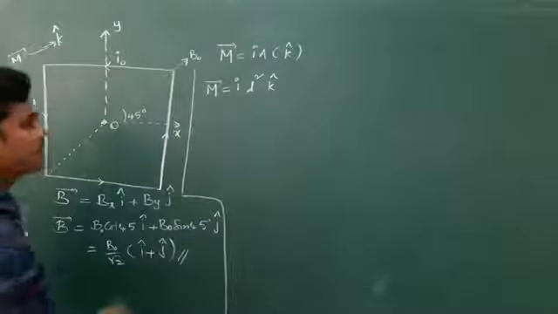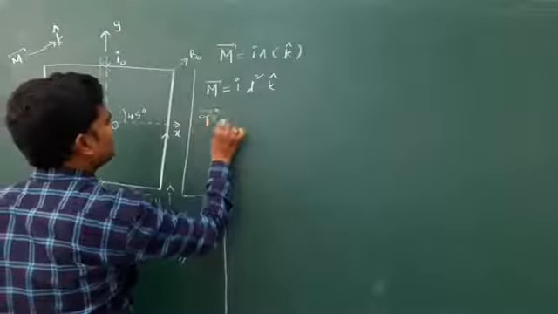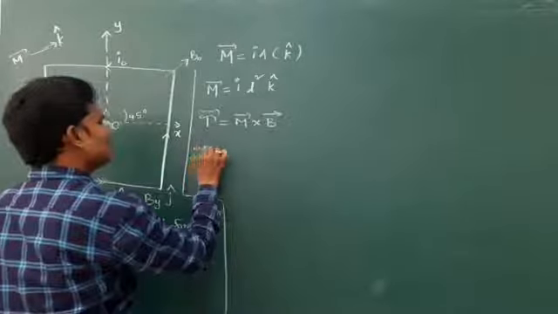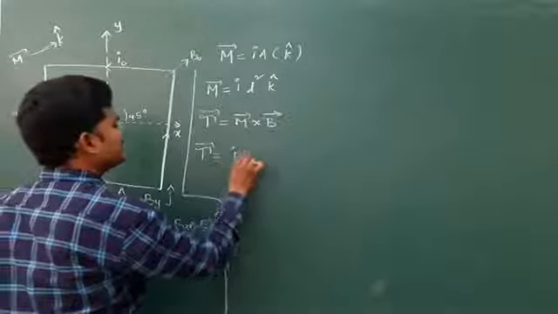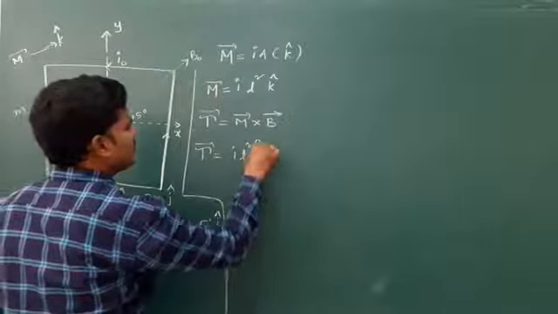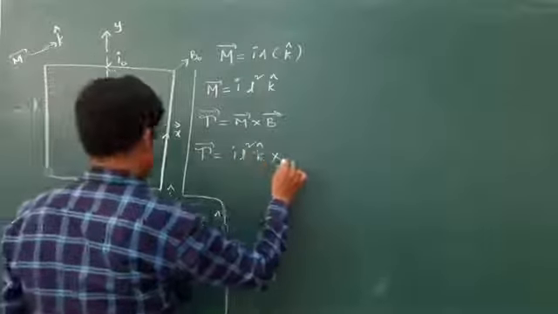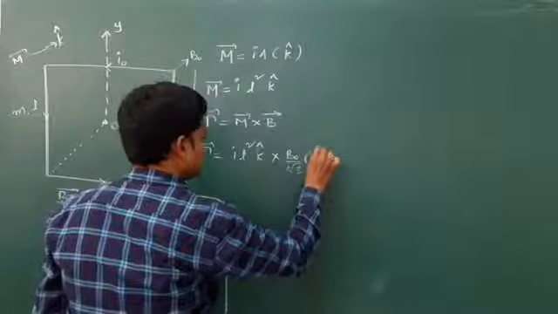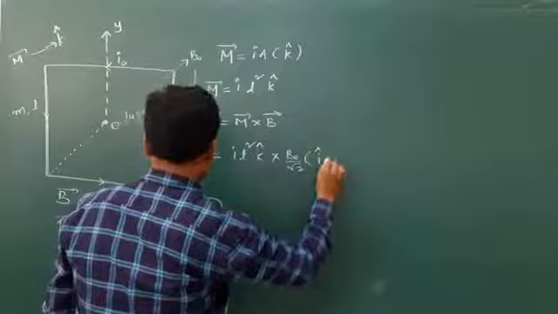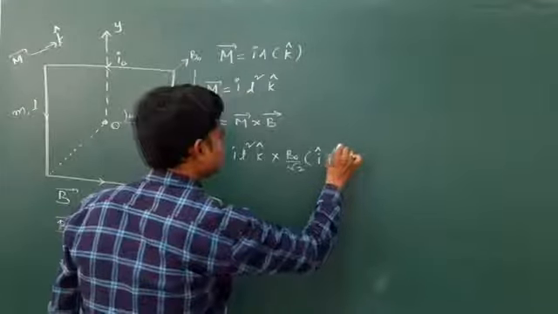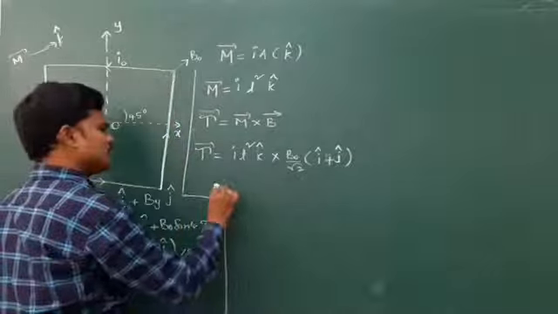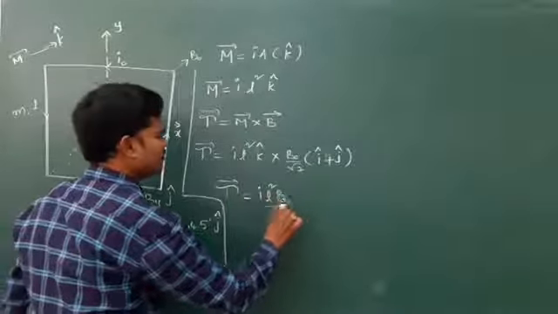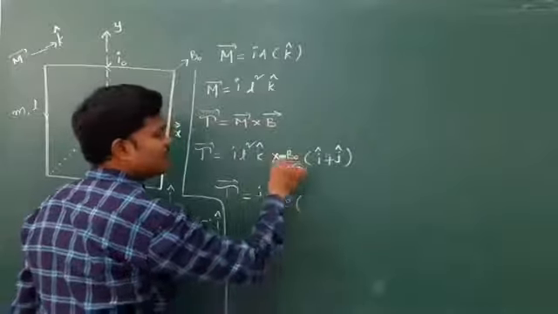Okay, so I got m. Now let me find torque. Torque is nothing but m bar cross B bar. So tau we can write as m, that is I0 L square k cap, cross B, so B0 by root 2 (i cap plus j cap). So do the cross product. Tau bar is equals to I0 L square B0 by root 2 times k cross (i plus j).